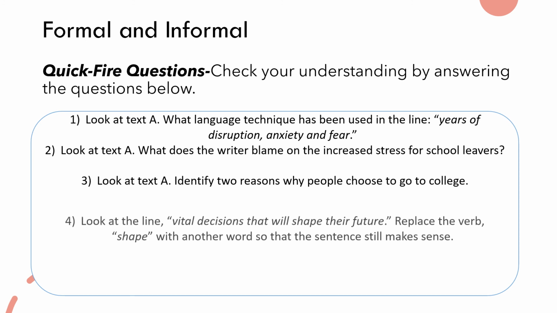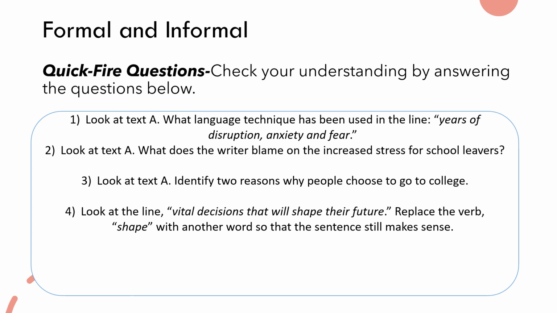Number 4, look at the line, "vital decisions that will shape their future." Replace the verb shape with another word so that the sentence still makes sense. Now this is a very typical question that you're going to get in the reading section for functional skills. If you'd like to use a dictionary or a thesaurus to help you with this task, that is absolutely fine. It's all about practice and getting used to using and understanding the different forms of language.